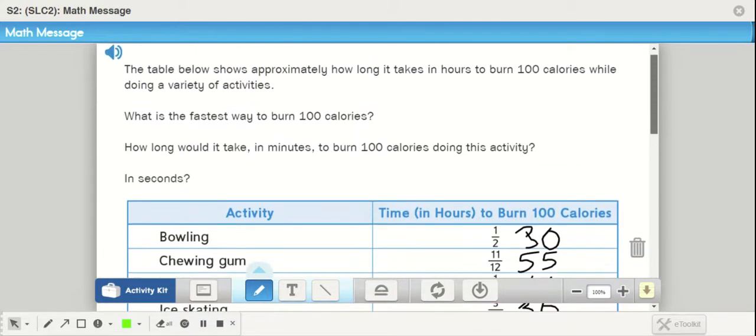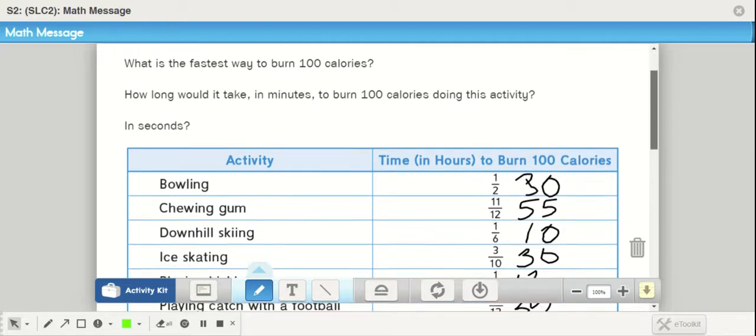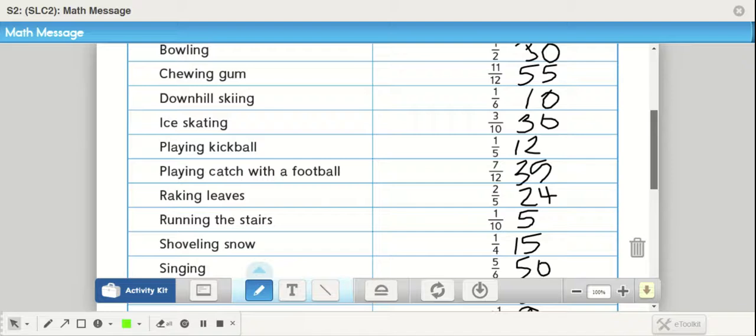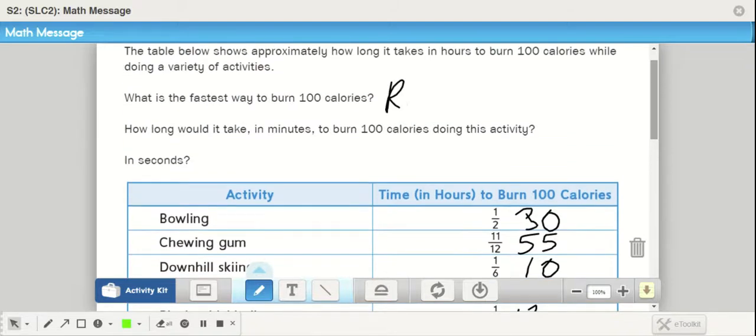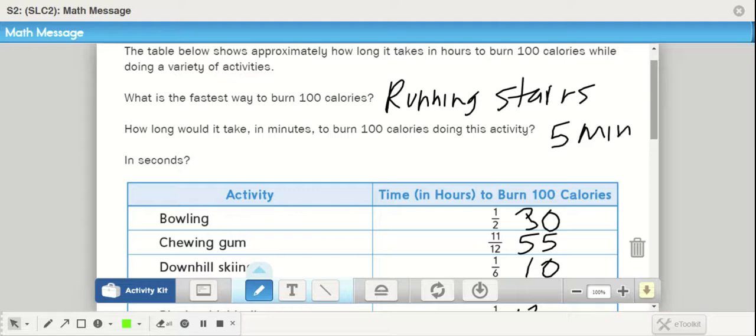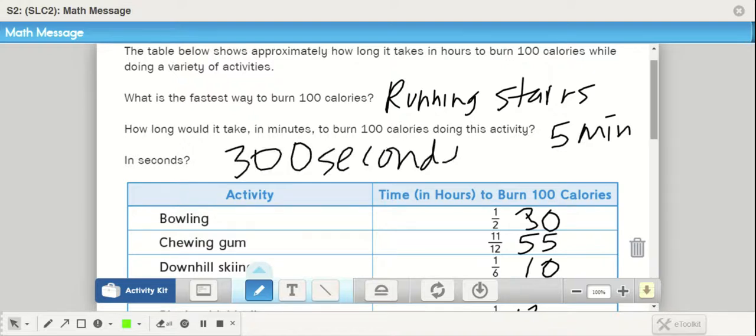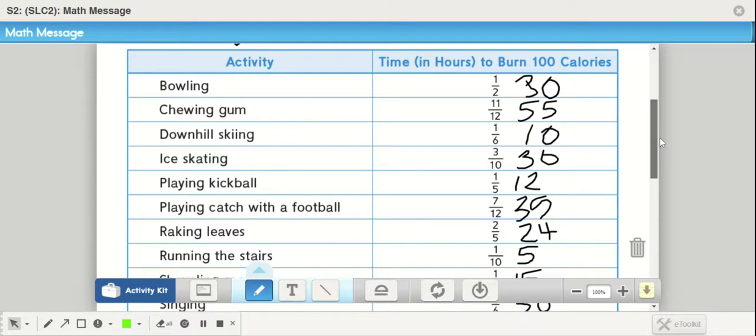So the question at the top was what is the fastest way to burn 100 calories? That was obviously running the stairs. Okay, so we're going to say running stairs. How long did it take? We said 5 minutes. And how many seconds would that be? Well, 5 times 60, because there's 60 seconds in a minute. 5 times 6 is 30. Add my zeros, so 300 seconds it would take me to burn 100 calories running on the stairs. And when you look at those examples, that makes sense because running the stairs would be quite exhausting.